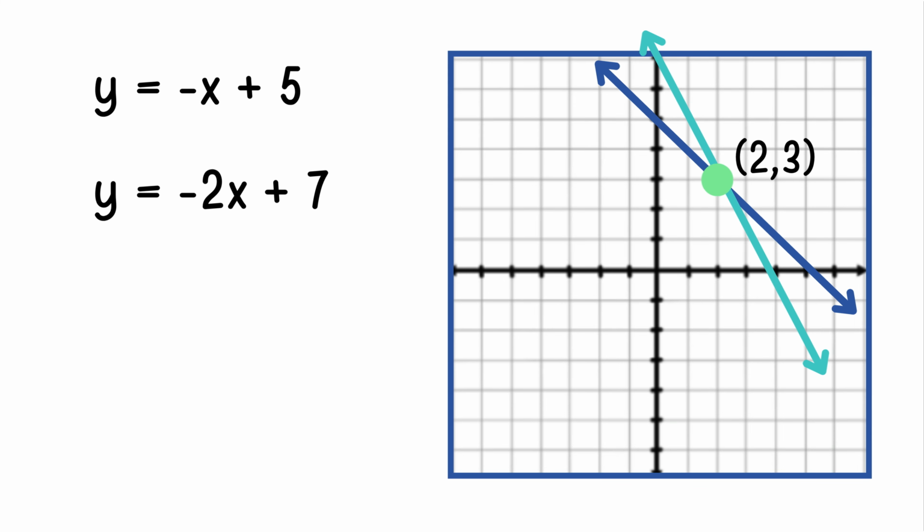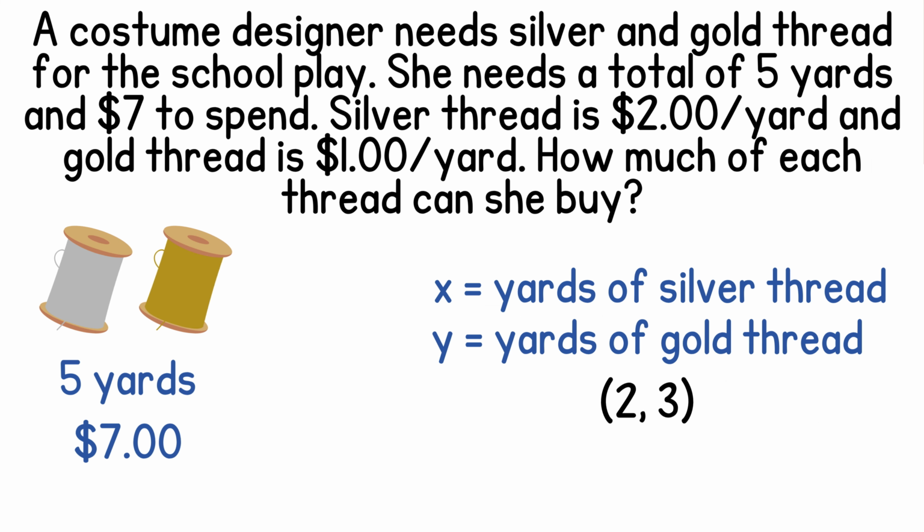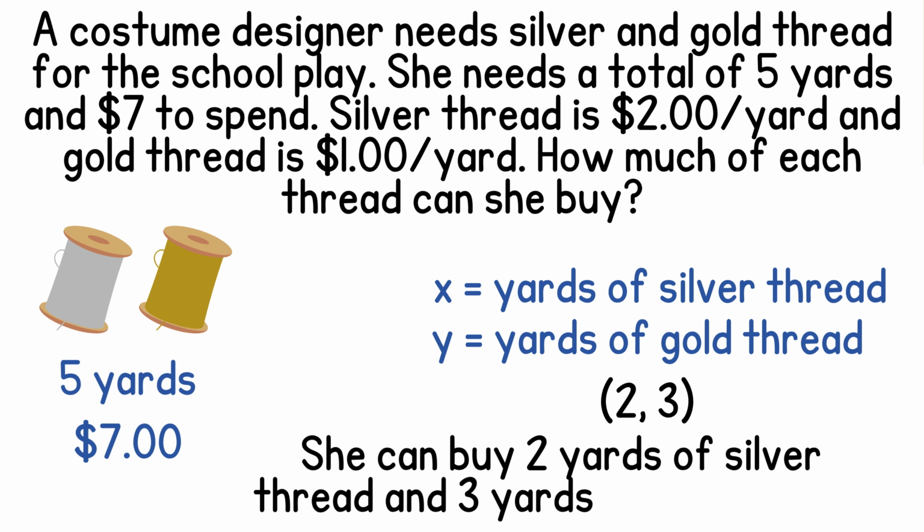So now that we have the two lines, we can see that the intersection happens at the point 2, 3. So if our solution to this problem is 2, 3, then it tells us that she can buy 2 yards of silver thread and 3 yards of gold thread.